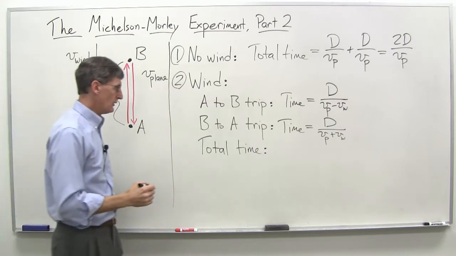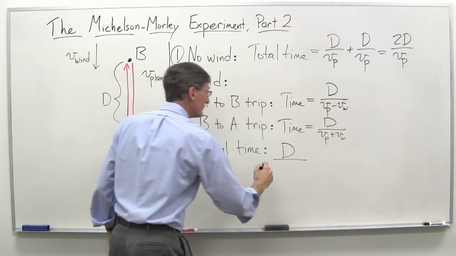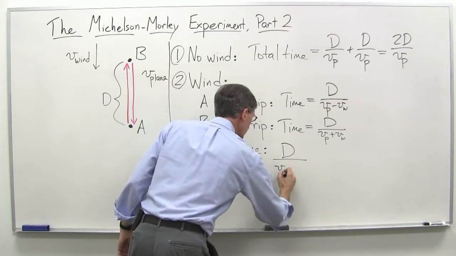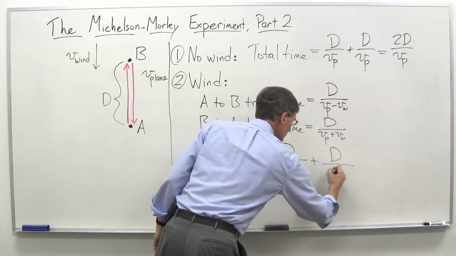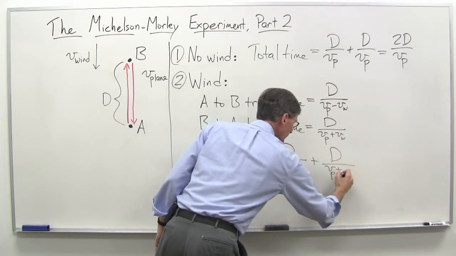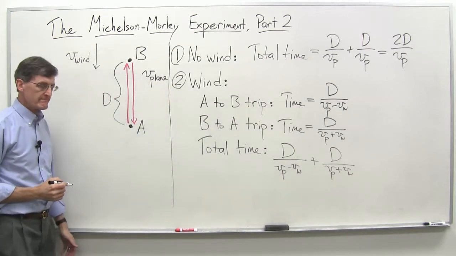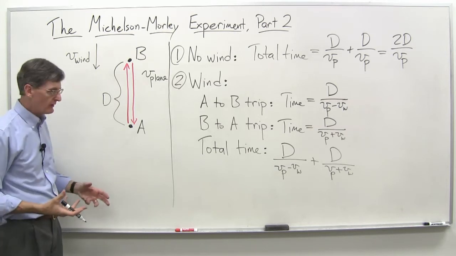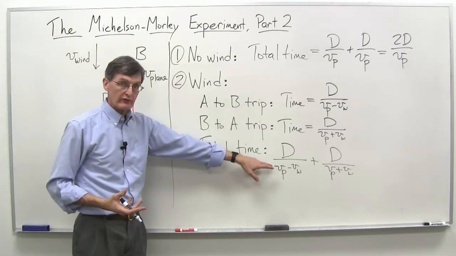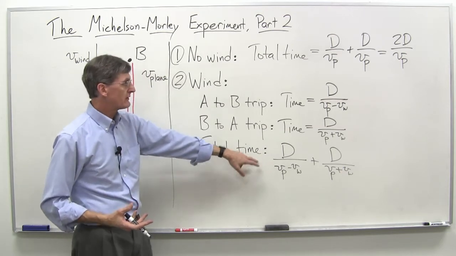So the total time is going to be d over vp minus vw plus d over vp plus vw. Okay? And now what we'd like to do, here's where a little more of the algebra comes in, we'd like to simplify this a little bit. See if we can get it into a nicer form such that we can really compare it to this.